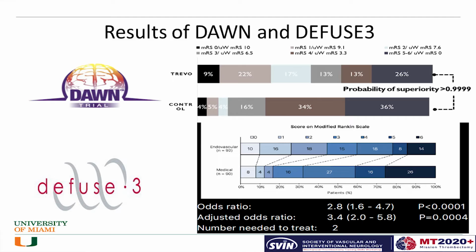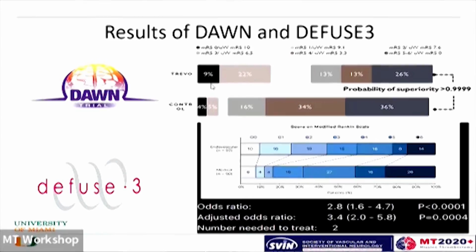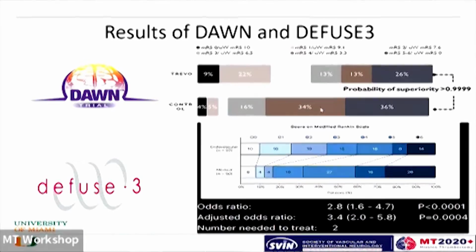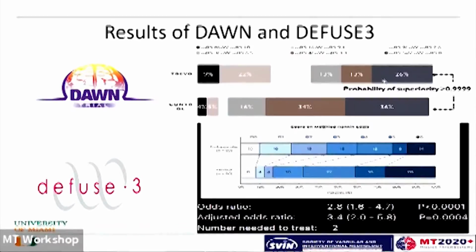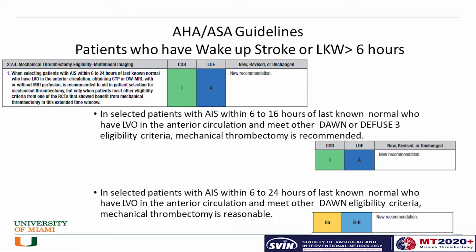So in the control arm, only 4% had an mRS of 0, good functional outcome, versus 9% in the DAWN trial. And I think the ordinal shift happens really in death and disability. You'll see in the control arm, about 70% of patients died versus only 40% of patients in the mechanical thrombectomy group. Similar results in the DEFUSE 3 trial, with a significant ordinal shift and fewer patients with death and disability when mechanical thrombectomy is used, with an odds ratio for a good outcome of 2.8 and the number needed to treat of 1 in 2. So again, powerful and efficacious therapy.